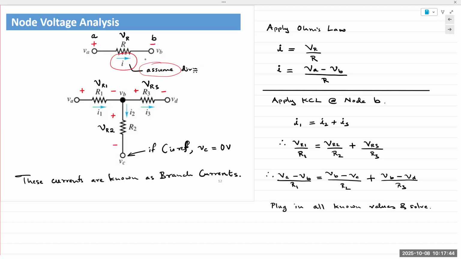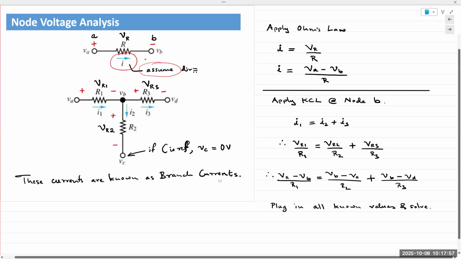Okay. So we assume the direction. In this example, the direction is already given to us. If it's going from left to right, then positive is on the left, negative is on the right. Yes.